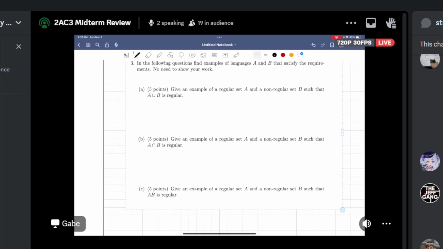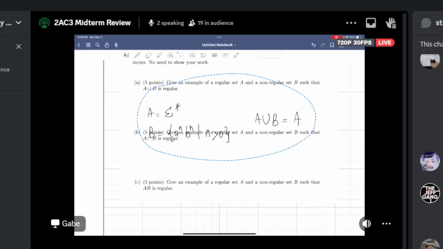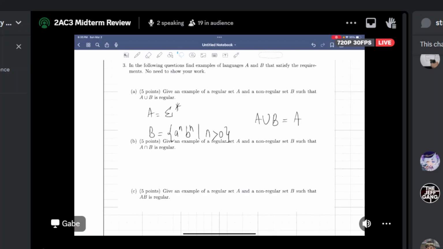Give an example of a regular set A and a non-regular set B. Okay, Jacob, you already did that one. That one is pretty easy. This is the opposite, right? I said the universal set is used for union because it encompasses B. In this case, we're doing intersection. The empty set will kill whatever B is. It doesn't matter. And remember, this is regular. So the empty set and the universal set are regular, and they break so many cases. So A and B is null, which is regular.